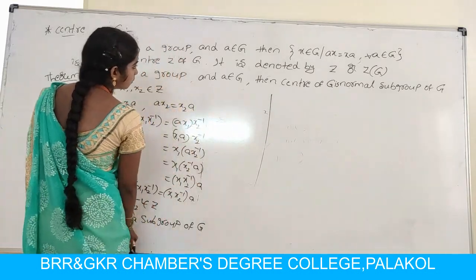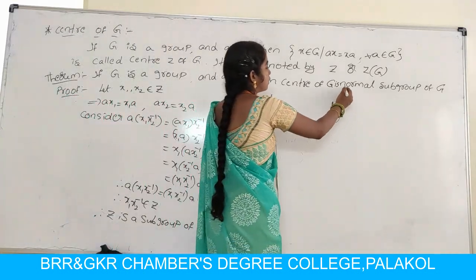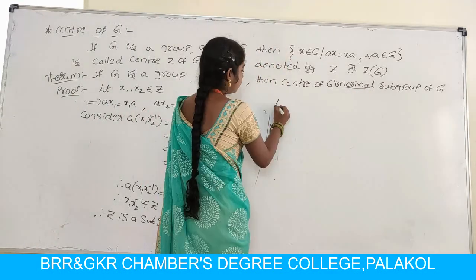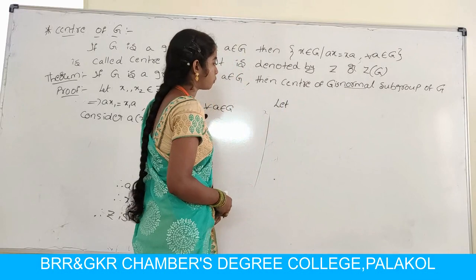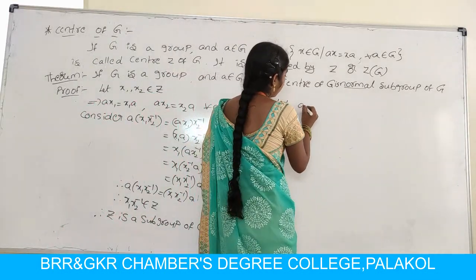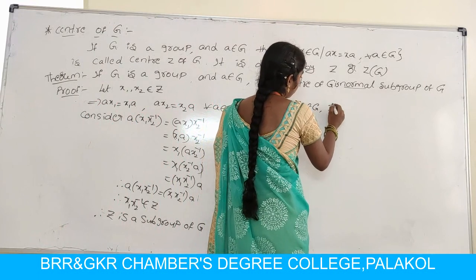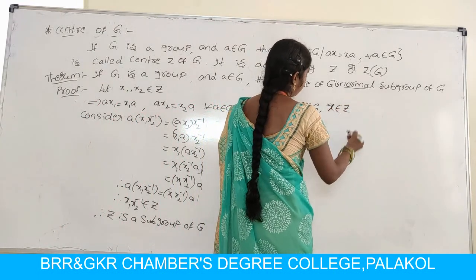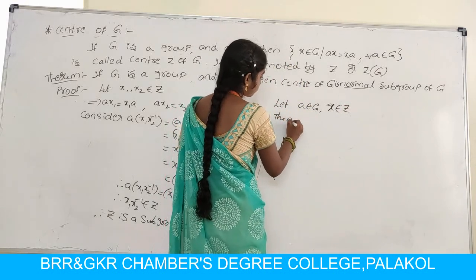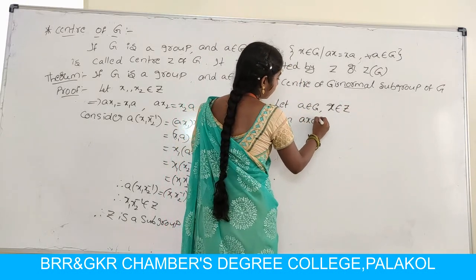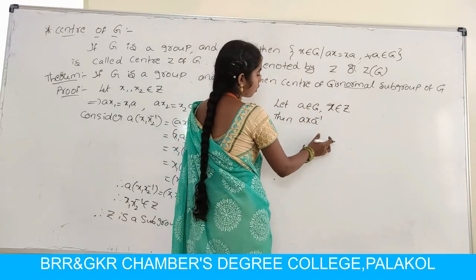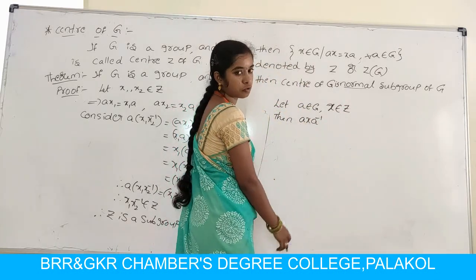So next we have to prove that the center of Z, that means Z is a normal subgroup of Z. So let A belongs to Z, X belongs to Z. Then A X A inverse. So we have to prove A X A inverse belongs to Z. So therefore Z is a normal subgroup of Z.